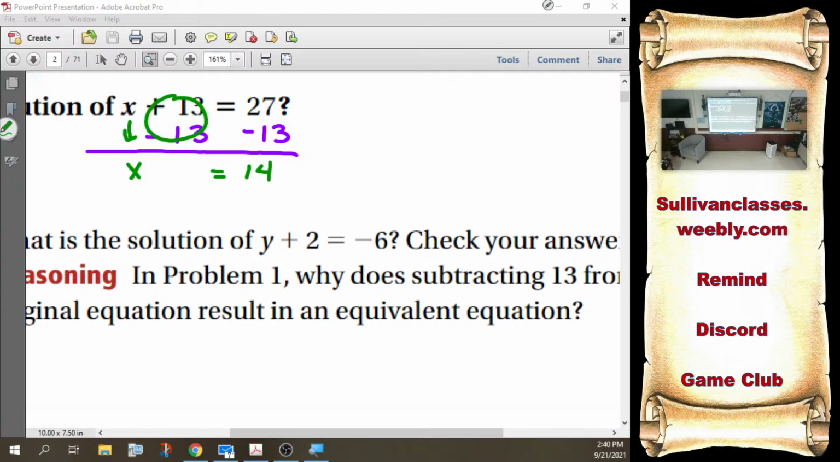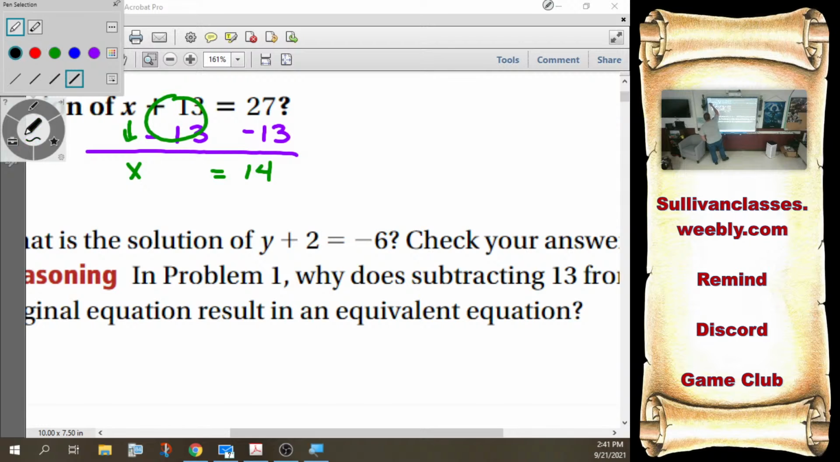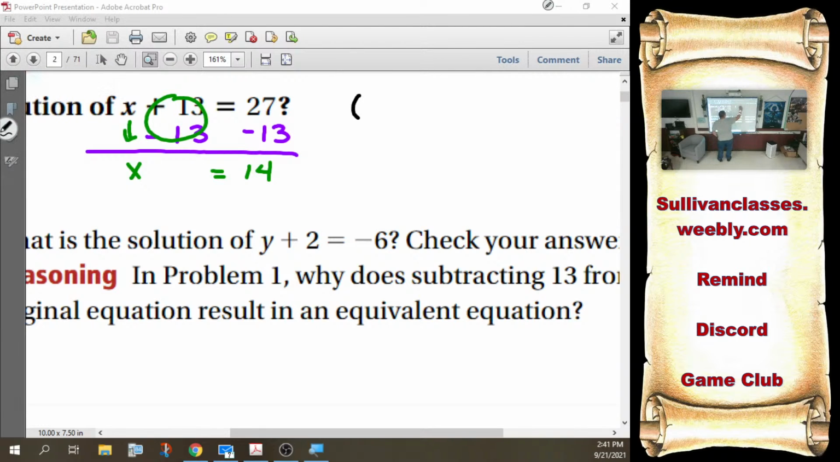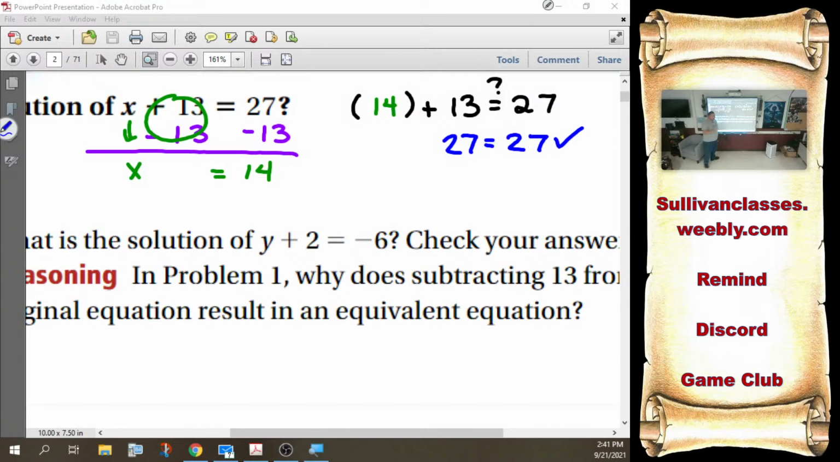Now, next to it, it's going to say, check your answer. When we have baby steps like this, it's not too hard to do this by mental math, but I still want you to get in the process of writing it out. If I said x is 14, I should be able to say 14 plus 13 is 27, and it better be true. This is more about getting used to the format of writing them.